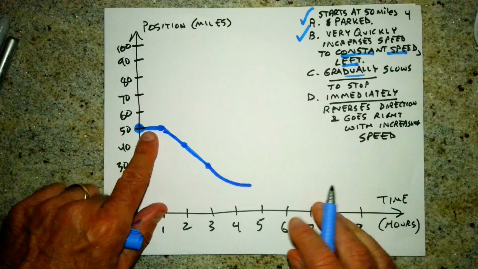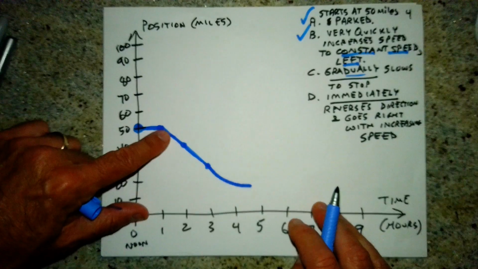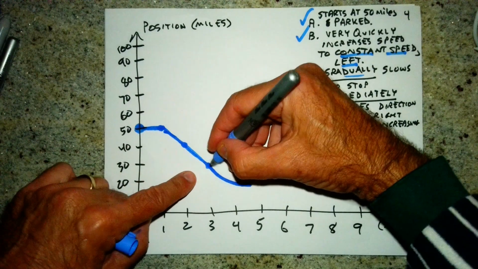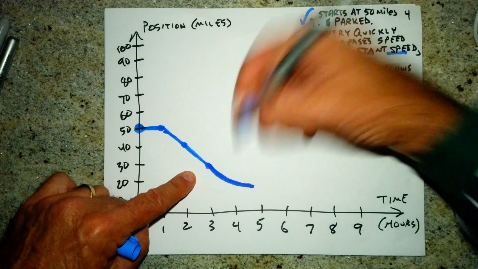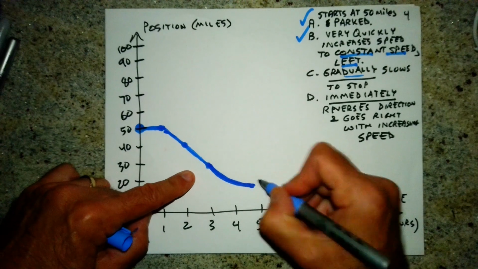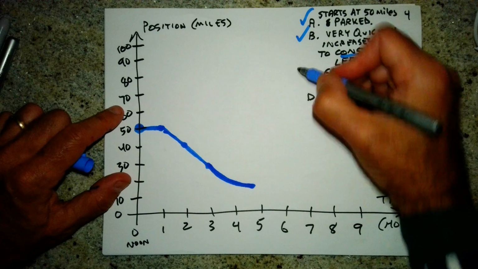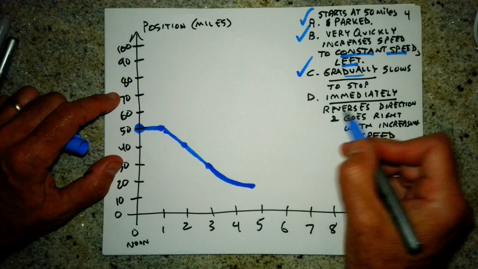All right, so there's parked. A very quick change to moving left at constant speed, and then a gradual slowing to a stop. Okay? There's where it stopped, where it's starting to flatten out. Okay? That's C. And then it says it immediately reverses direction.